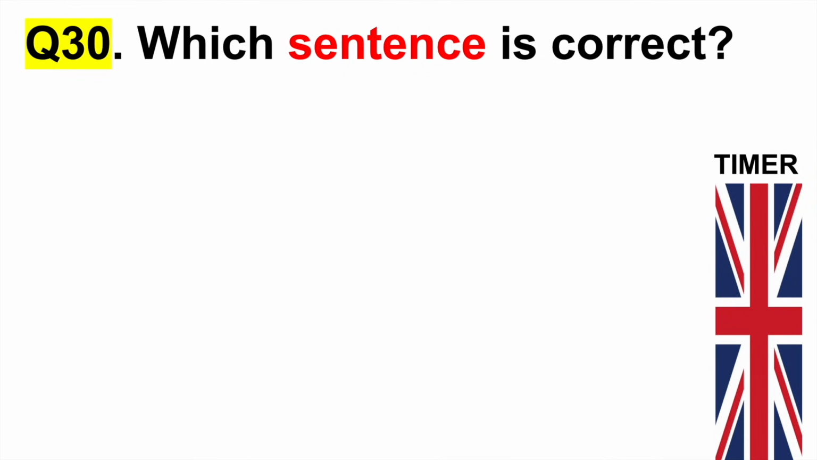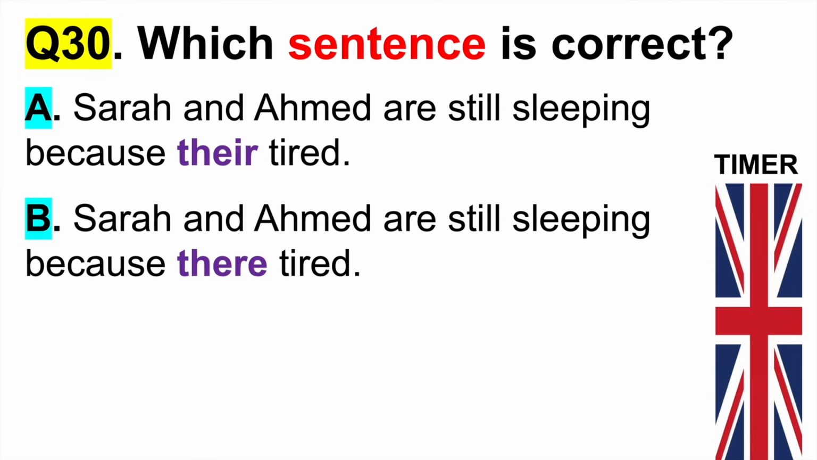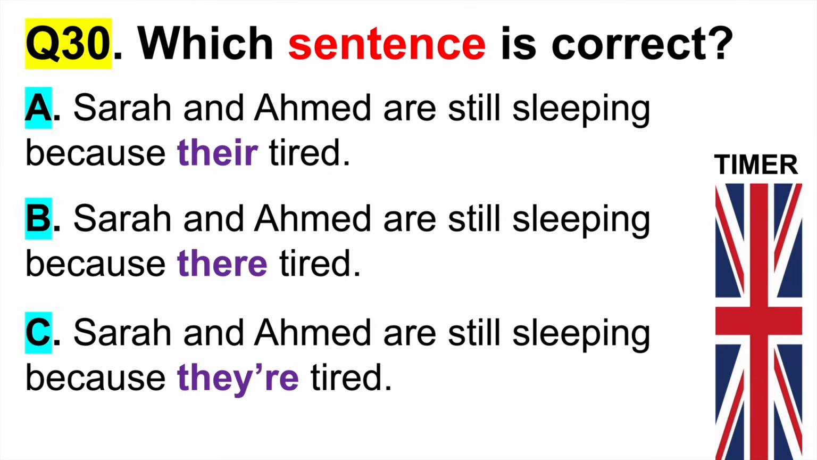Question 30. Again, which sentence is correct? Sarah and Ahmed are still sleeping because they're tired. Is it B or C? Sarah and Ahmed are still sleeping because they're tired. A, B, C. There's only one of them correct. Please tell me in the comment section.